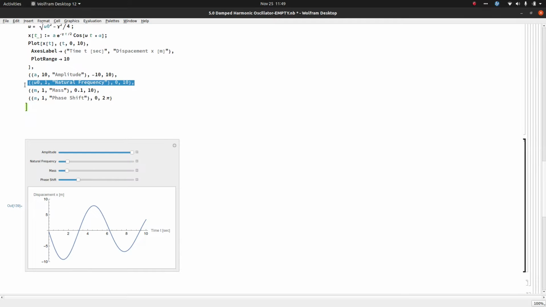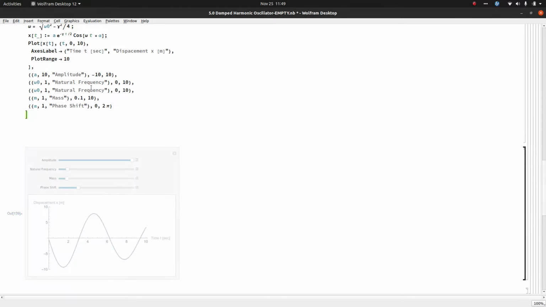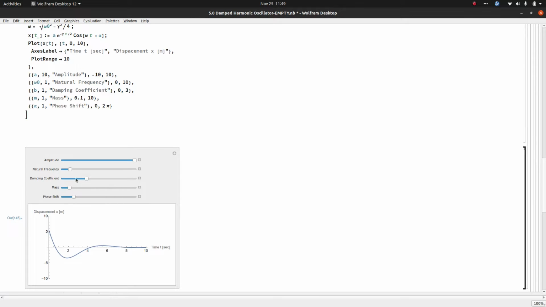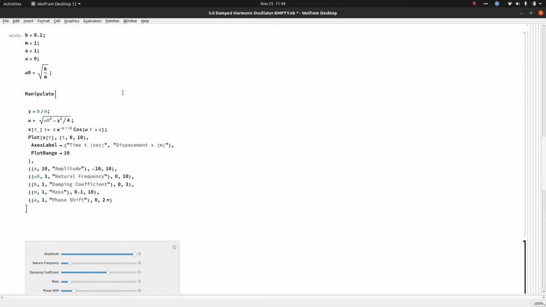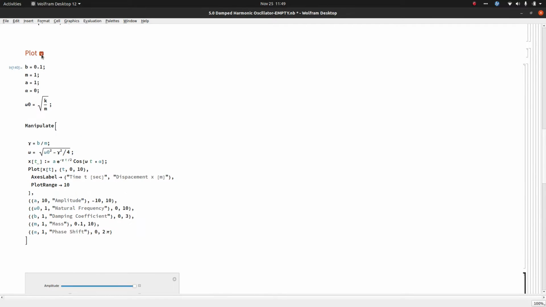And we can also play around with the damping constant, B, which I'll call my damping coefficient. And we'll let that go from, we'll say 0 to 3. So if I decrease the amount of damping, if I make it 0, you can see it doesn't decay at all, or I could make it decay very, very quickly. So we can start to play around with the solution for our damped harmonic oscillator.